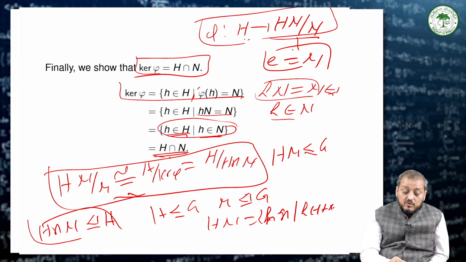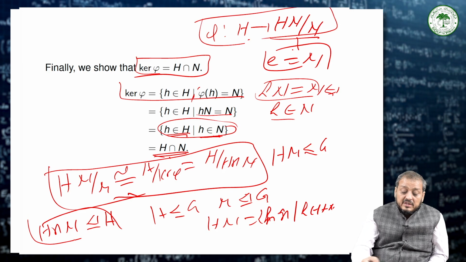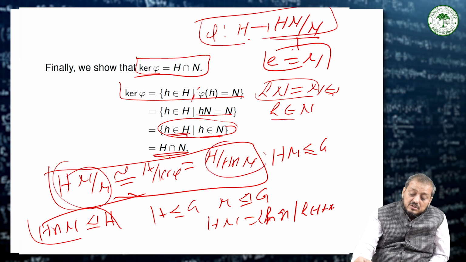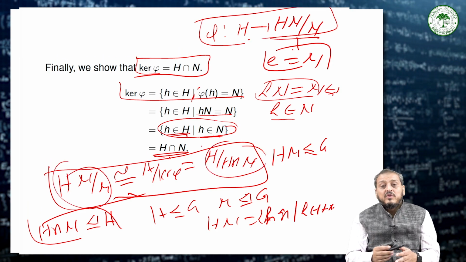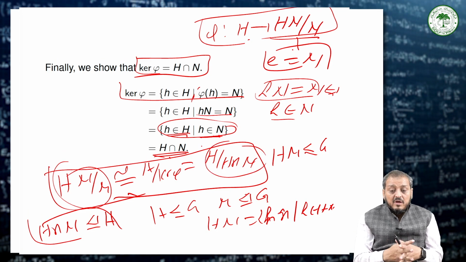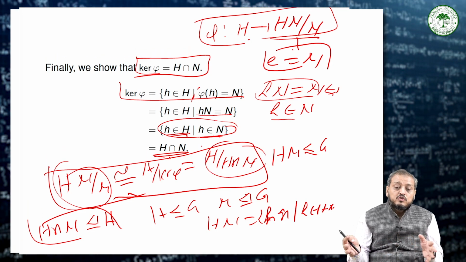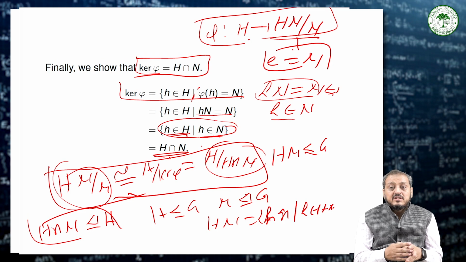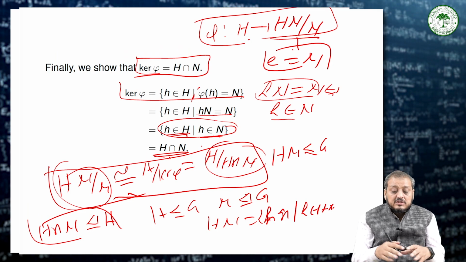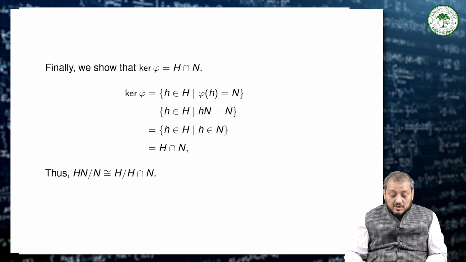If we have to show this is normal, then this is the meaning, and this is also the meaning. And finally we have to prove that HN over N is isomorphic to H over H intersection N. So this completes the proof of this theorem.